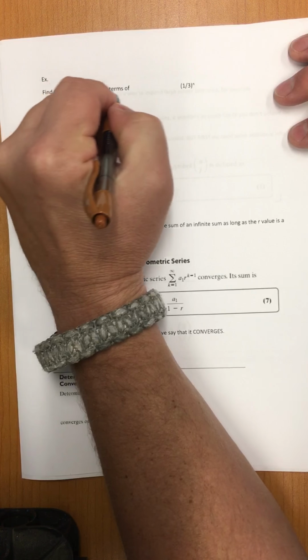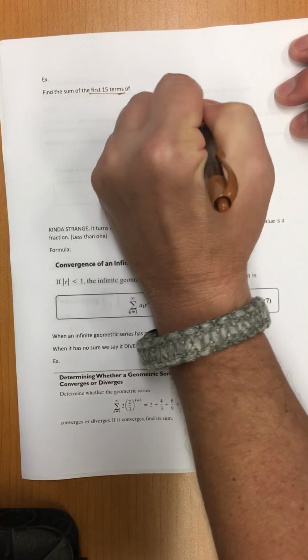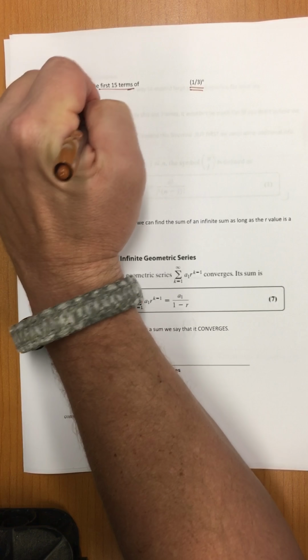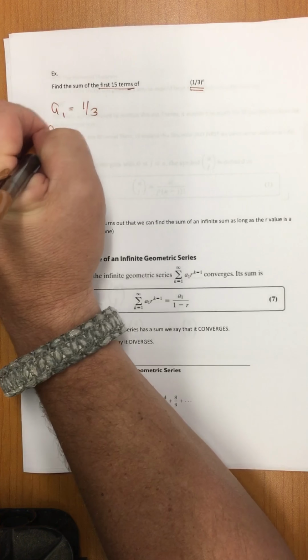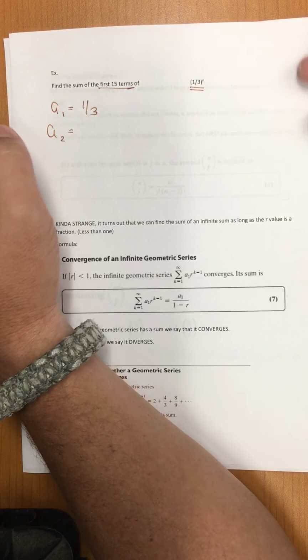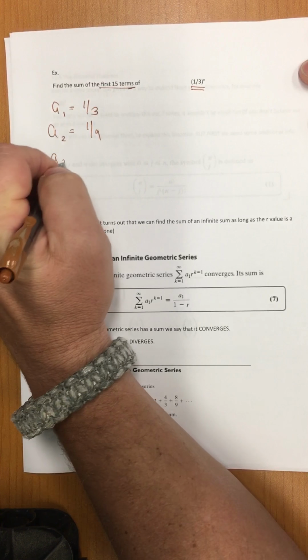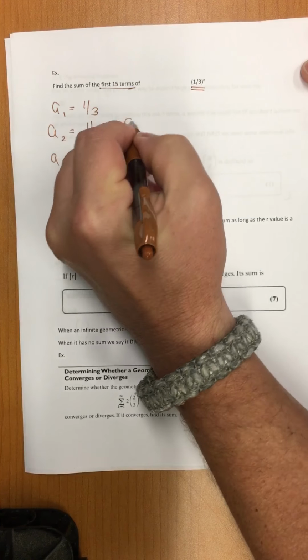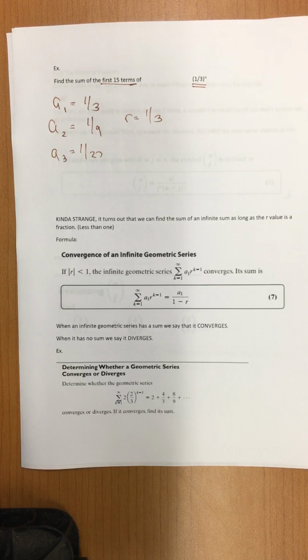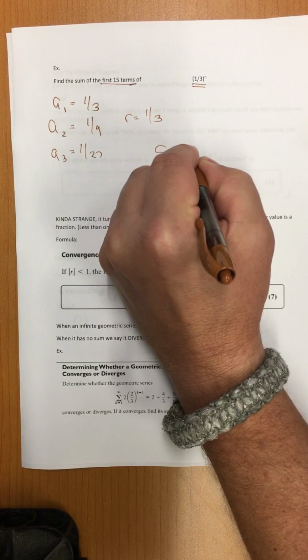Let's look at an example. They want us to find the sum of the first 15 terms, and all they're giving us is we're using 1/3 to the n power. Well, let's find some terms. Well, the first term is pretty easy to find, 1/3. The second term, let's see, if I take the previous term and multiply by the common ratio, right? That looks like that's going to be 1/9, 1/27. So you can right off the bat see that R is 1/3. So let's see, they want us to find the sum of the first 15 terms. So they want us to find S sub 15.